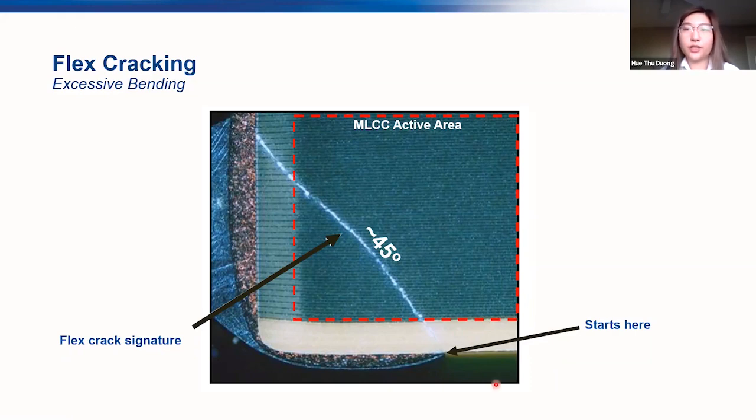And flex cracking will always crack at an angle of 45 degrees, which you can see here, from the end of the termination crown to the other end termination. This will cut through the active layer of opposing electrodes. Now, the part will not always fail immediately. Flex cracks may go unnoticed until moisture and contamination enters the MLCC through the crack and creates a fail short between the opposing electrodes.